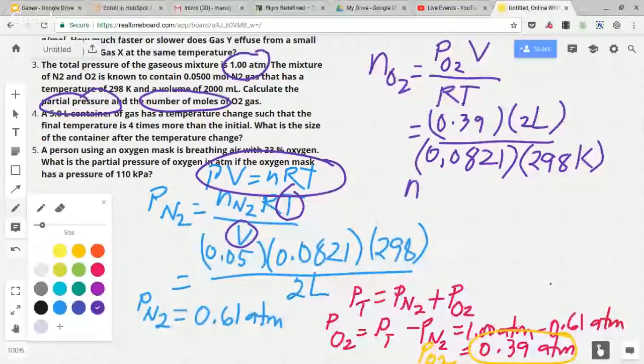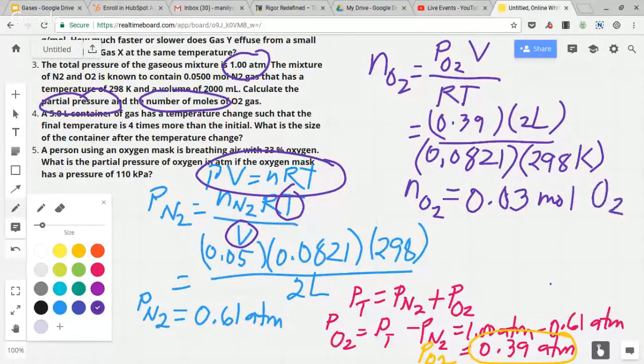So we would get our final answer of the moles of O2 to be 0.03, in 2 decimal places, mole of O2. Okay, so we were able to get the final answer for problem number 3, getting the partial pressure of O2 and the number of moles of O2.